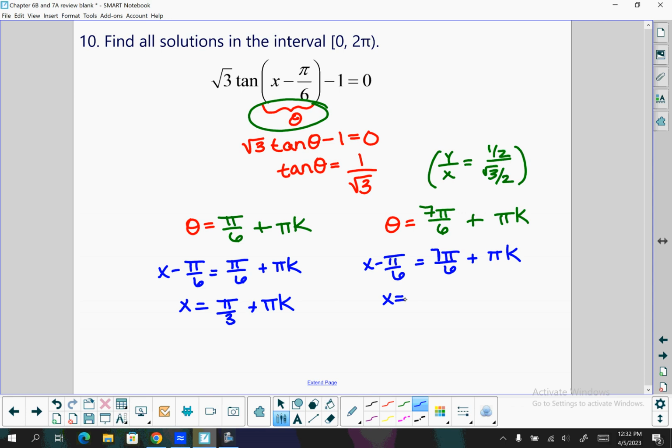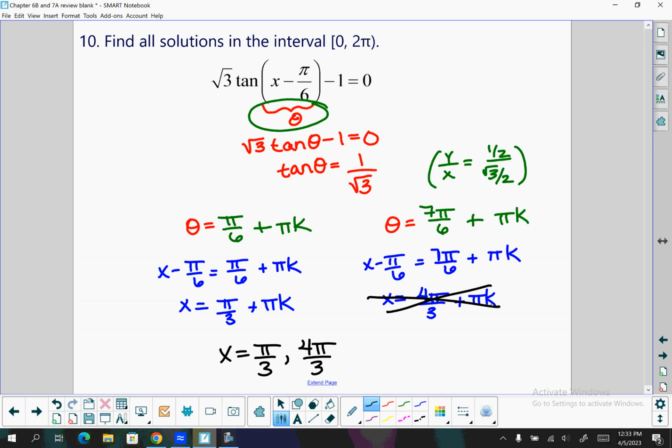And for the other one, 8 pi over 6, which reduces to 4 pi over 3 plus pi k. All right, so now my answers between 0 and 2 pi are pi over 3. And if I add pi to that, what do I get? 4 pi over 3. And if I add pi to that, I get 7 pi over 3, which is bigger than 2 pi. And then you'll see, remember we talked about the tangent and cotangent ones, you just get those redundant answers. So I actually didn't need that second half, but that's okay.